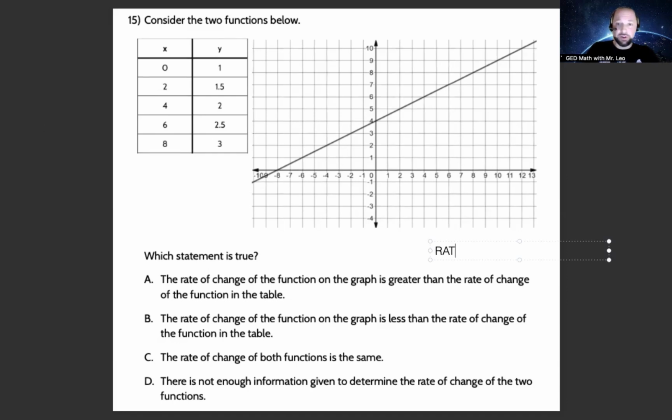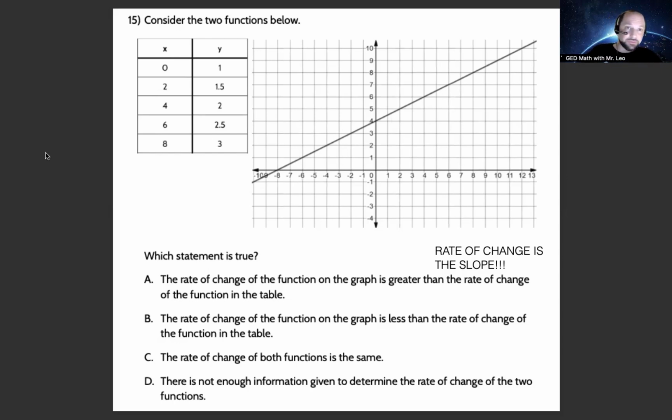First off, please remember, rate of change is the slope. So this is a question about slope. Basically, which one has the greater slope? The data table, the graph, or are they the same? Now, there's a few ways to do this. One way you could try to do it is you could try to plot these points and draw a picture. But if you're taking this on a computer, if this is a computer-based test or something like that, that might be hard to do. It might be hard to actually draw it out.